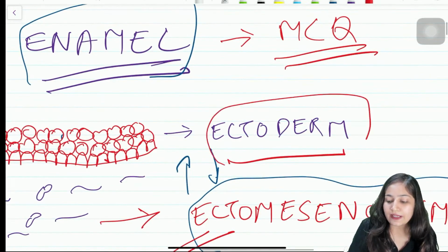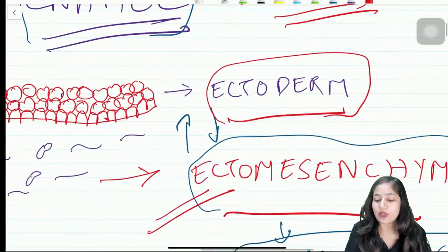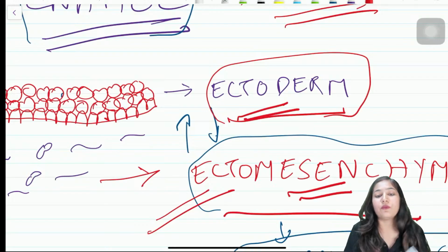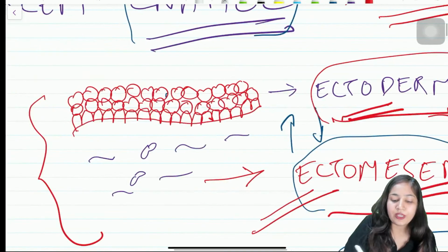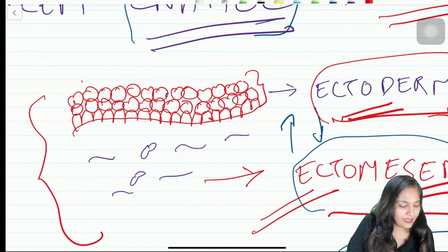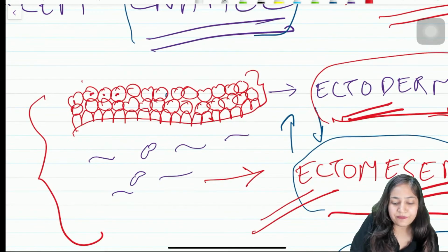So what is this ectoderm portion? We have discussed ectomesenchyme, which is composed of neural crest cells. Now coming to ectoderm. What is the ectodermal portion? It is mainly the primitive oral cavity, the stomatodium, which is lined by 2 to 3 cell-layered stratified squamous epithelium. So the primitive oral cavity is lined by 2 to 3 cell-layered stratified squamous epithelium.